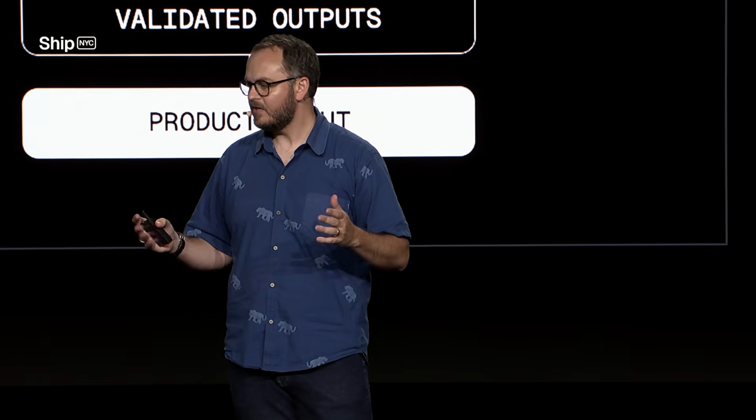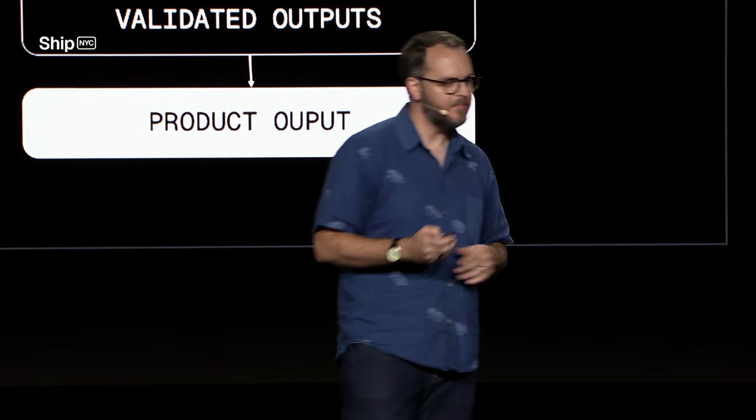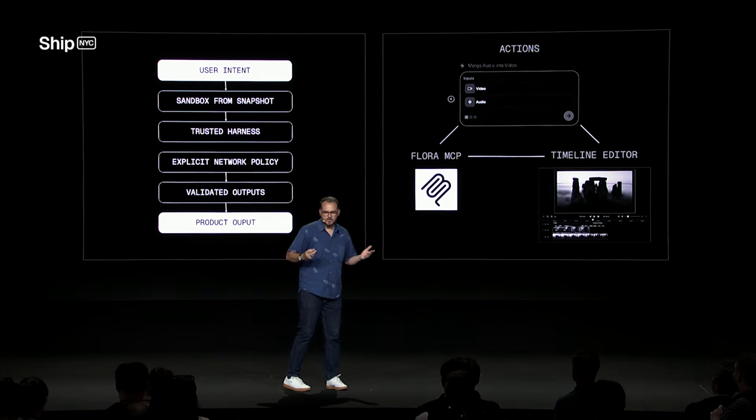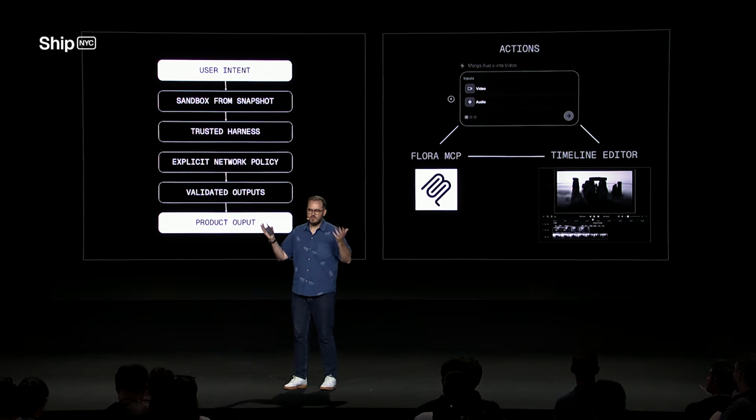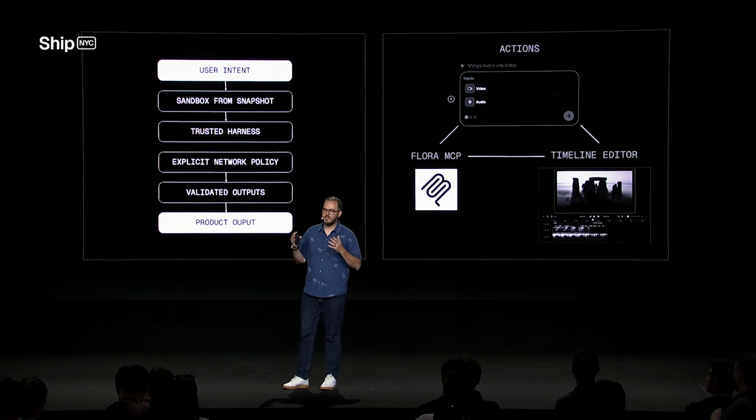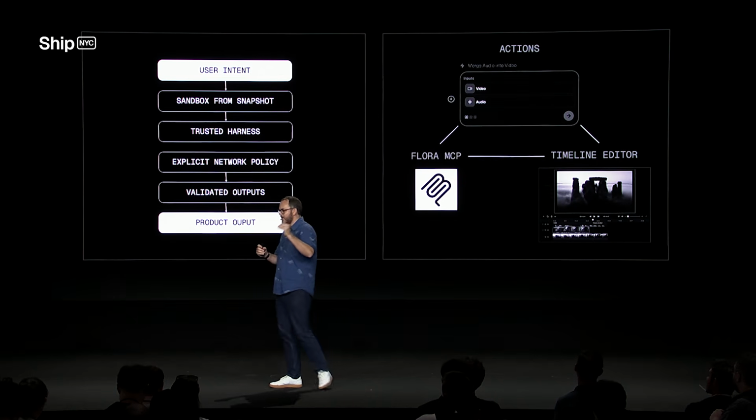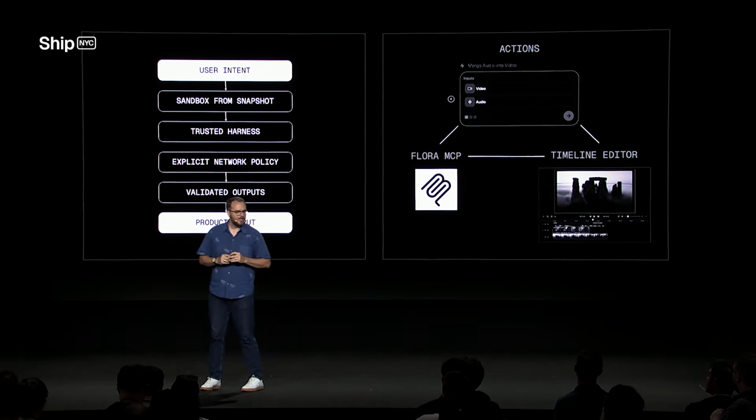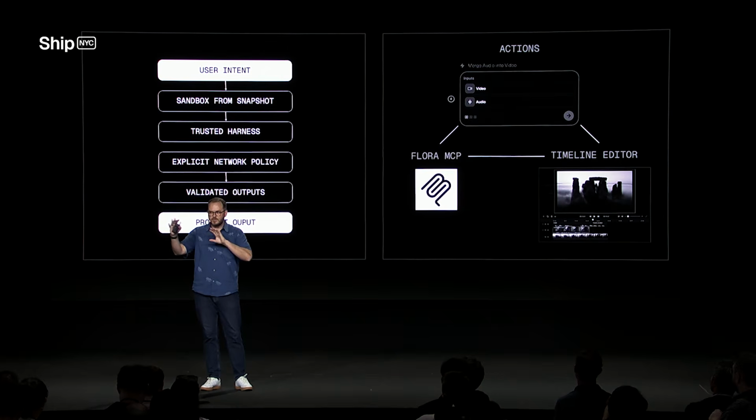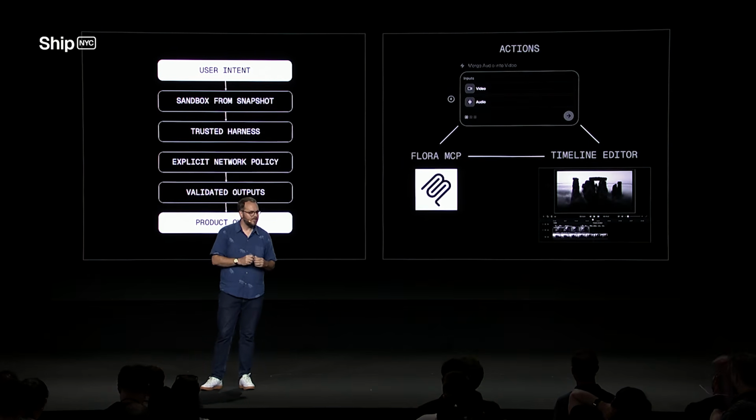So across these workflows, the sandbox was never meant to be enough by itself. The shape that we kept discovering looked like this. We have this user intent, the sandbox, we spin up the sandbox from the snapshot in a few hundred milliseconds. We create that trusted harness. We're really specific about the network access that it has. We validate the outputs to make sure that the product, the deterministic side, is going to expect what comes out of it, and then we give it back out as product output.